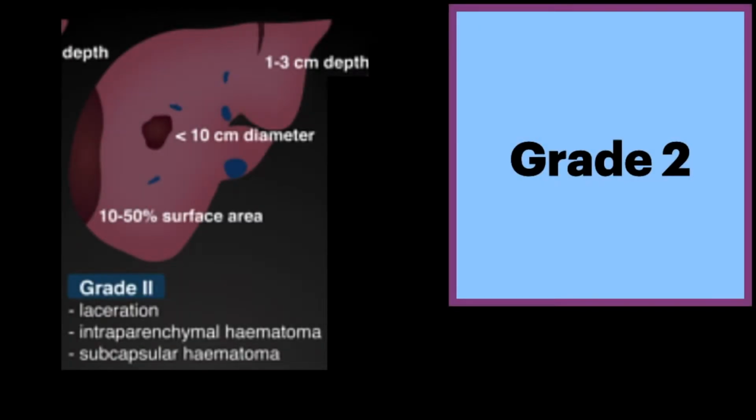A grade 2 liver injury occurs when there is a laceration between 1 to 3 centimeters of parenchymal depth, that is less than 10 centimeters in length. There may also be a subcapsular hematoma with surface area between 10 and 50%.